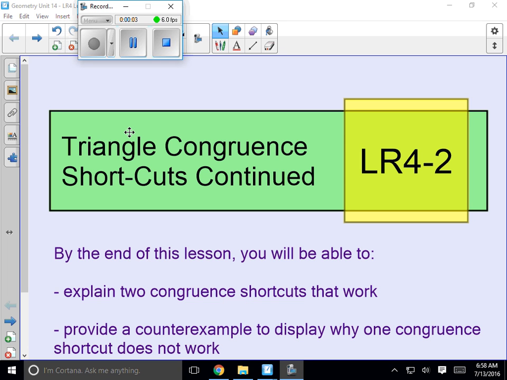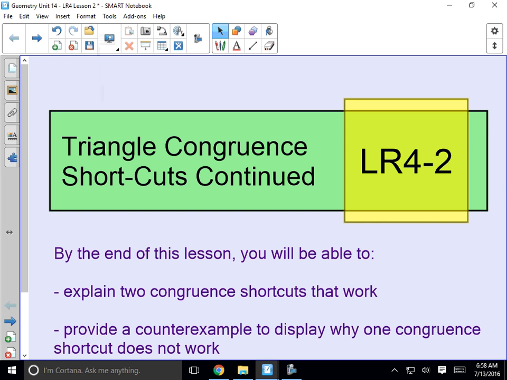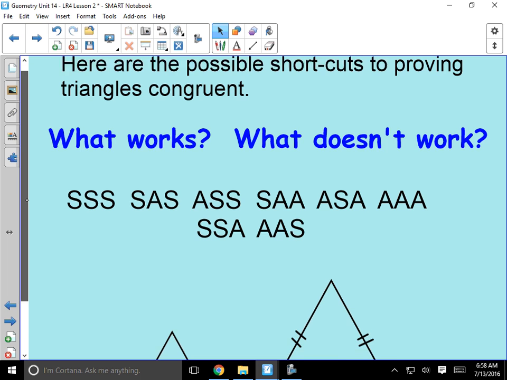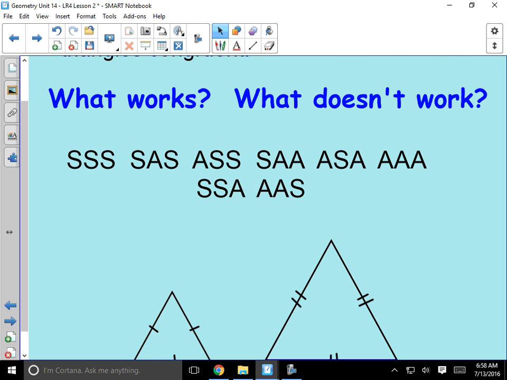Hello, and welcome to today's lesson where we're going to explore two more congruence shortcuts so we can really fill out our full gamut of possible shortcuts to prove congruence besides having all angles and all sides given to us. Okay, so now we're looking at all of the possible shortcuts there can be, and we want to know what works and what doesn't.